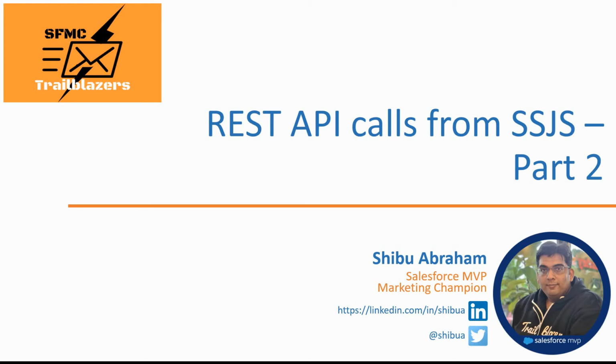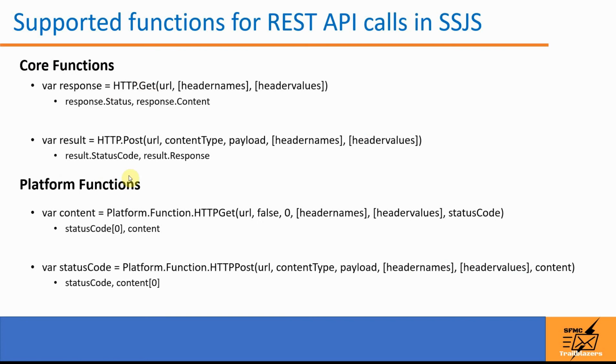Hello everyone and welcome back to the second part of the REST API call from SSJS scenario. In the previous video, we have seen the basic HTTP functions under the core and the platform libraries that we can use for the REST API calls, right? In this video, we will look at the Script.Util.HttpRequest function.